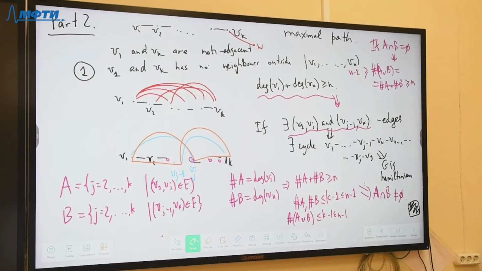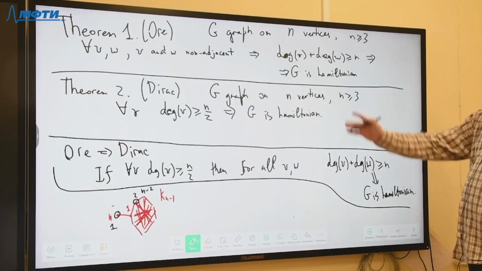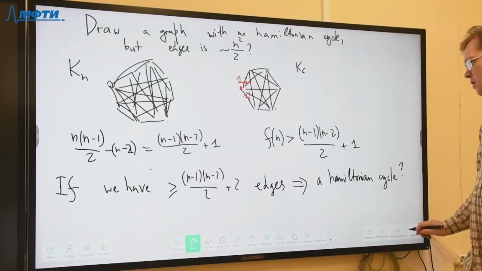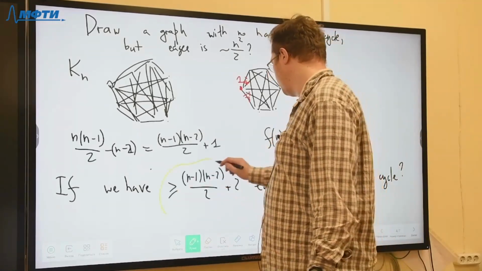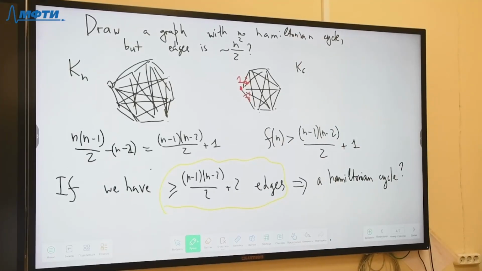So, the last question that we have. We just proved Ore's theorem, and so we can prove Dirac's theorem. So can we obtain from this theorem our previous statement that if we have more than (n minus 1)(n minus 2)/2 plus 2 edges, then our graph is Hamiltonian?